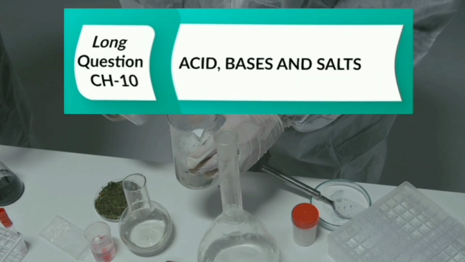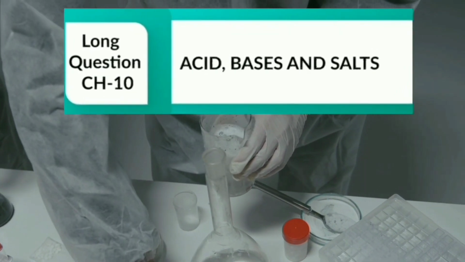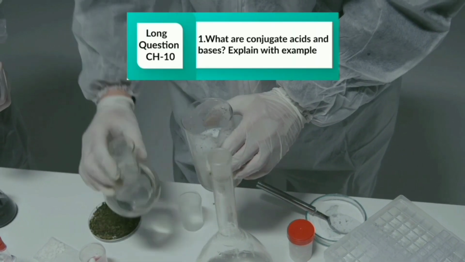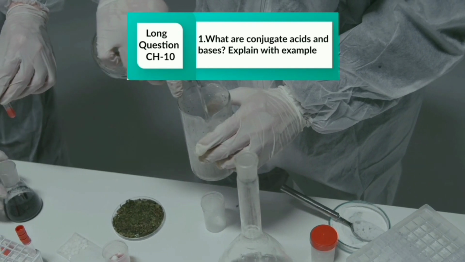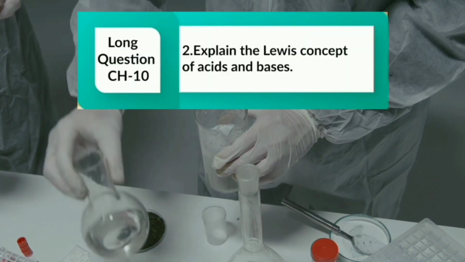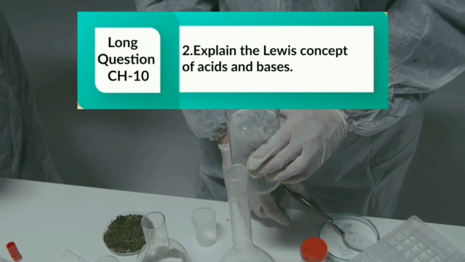So here is the chapter 10, which is acids, bases and salts. We are going to discuss important questions of this chapter. First long question is, what are conjugate acids and bases? Explain with example. Explain the Lewis concept of acids and bases.